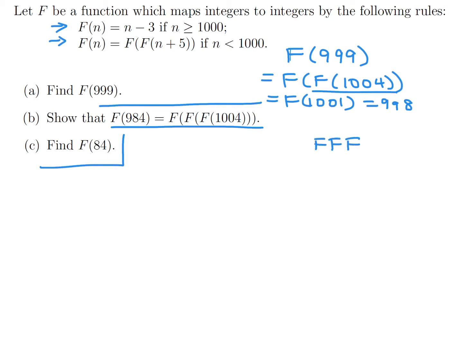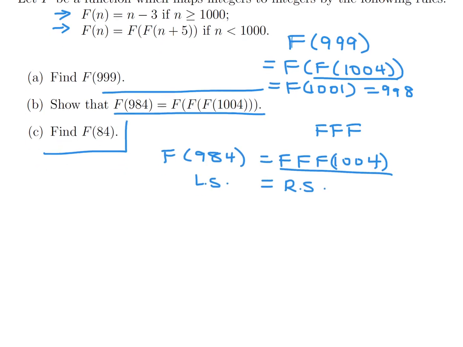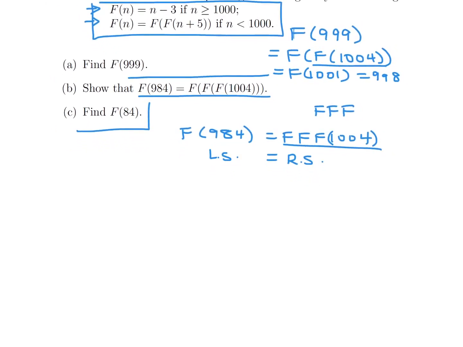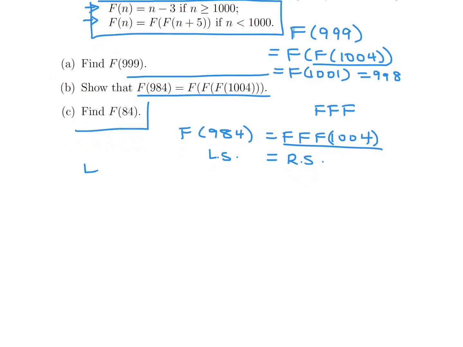Okay, so we've got f at 984, and then we have these three f's, 1004. Okay, so we have to prove that that equals that. So this is left side and this is the right side. So let me just start with the left side and let's see what I can get. And then if the left side eventually equals this, then I've proven it. So here we go. And then of course, these are my two rules, and I'll just keep those on the screen just so you guys know. Okay, so left side is equal to f at 984.